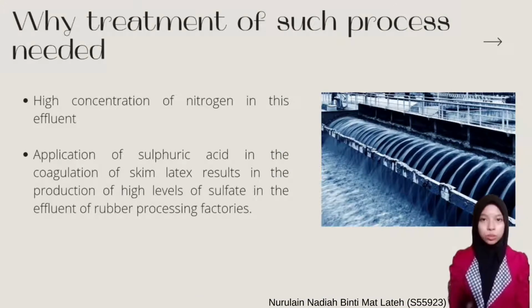Why is treatment of such process needed? According to the Department of Environment, one of the biggest sources of industrial water pollution in Malaysia is rubber processing. Another serious threat of rubber wastewater to environmental protection is the high concentration of nitrogen in these effluents. It contributes to undesirable eutrophication and economic loss, methemoglobinemia in infants, increased oxygen and chemical demand, and affects the paddy field.